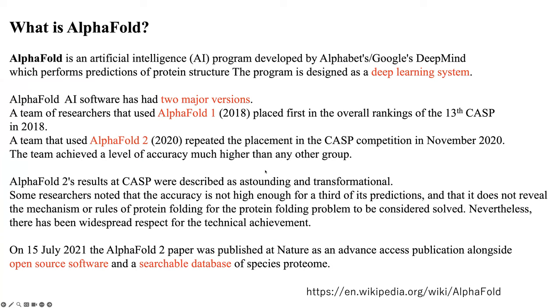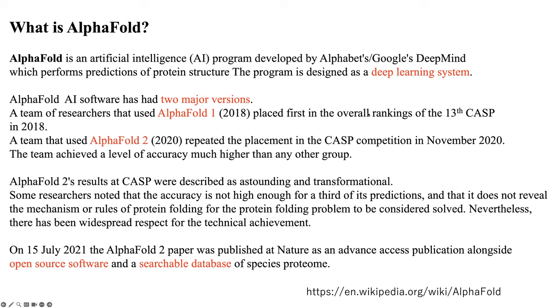So what is AlphaFold? AlphaFold is an artificial intelligence program developed by Alphabet's Google's DeepMind, which performs prediction of protein structure. The program is designed as a deep learning system and as a machine learning algorithm. AlphaFold AI software has had two major versions. A team of researchers that used AlphaFold 1 in 2018 placed first in the overall ranking of the 13th CASP in 2018. CASP is a contest of protein structure prediction, and this contest is held every 2 years.